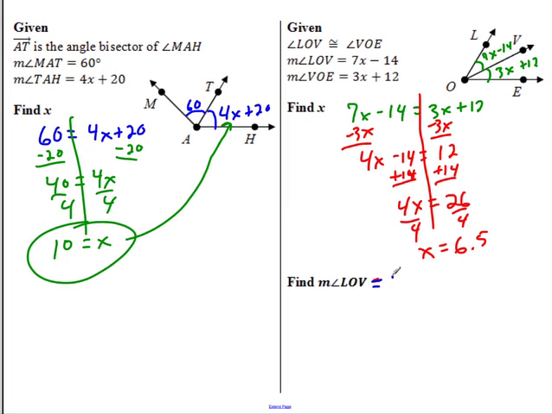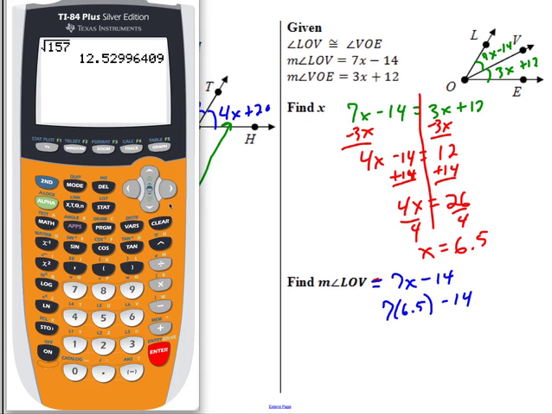LOV is really 7x minus 14. So plug it in. Plug in x is 6.5. So really I'm saying 7 times 6.5 minus 14. And again, if you don't know, go calculator. I could take a guess, but I feel like I'm not on a very good streak today. Let me see if I got my calculator. Yes, it's right here, so I'm good to go.